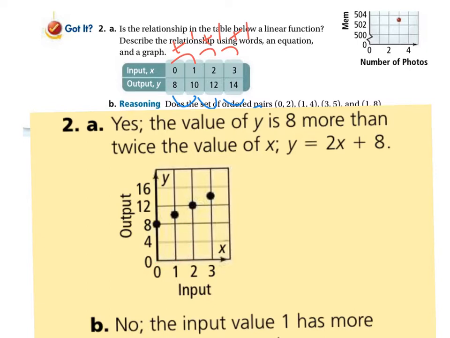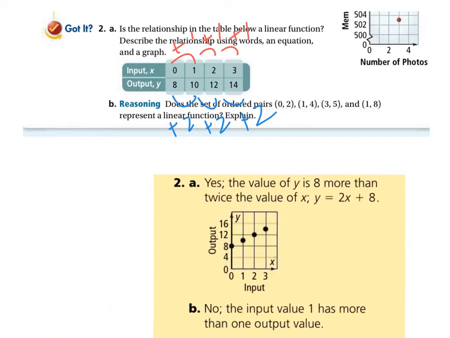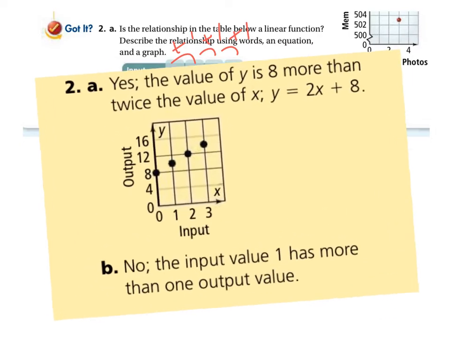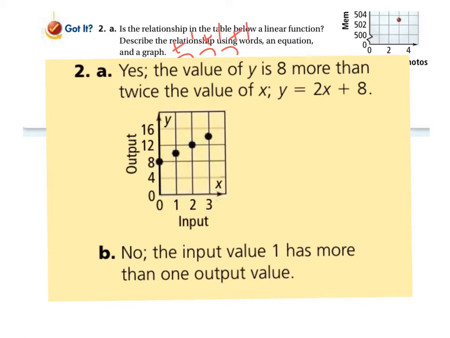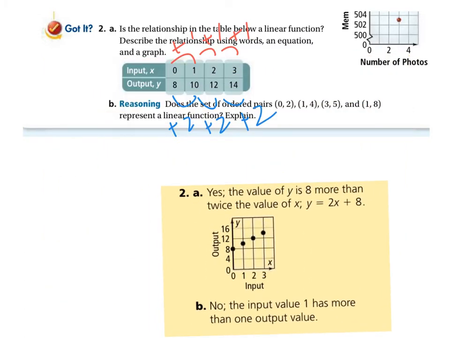Let's take a look at part B of that real quick. Does the set of ordered pairs (0, 2), (1, 4), (3, 5), (1, 8) represent a linear function? And explain. Well, no. The input value of 1 has more than one output value. Tried to trick you, didn't I? So my 1 here is tied to a 4 and an 8. You can take a look at it, but immediately see it's not a function because this x is tied to more than one y. Not a function by definition.